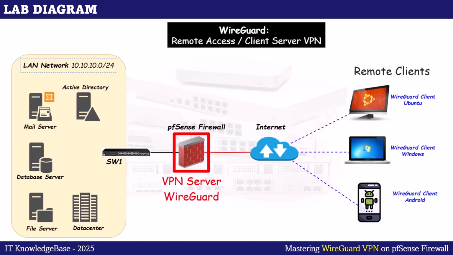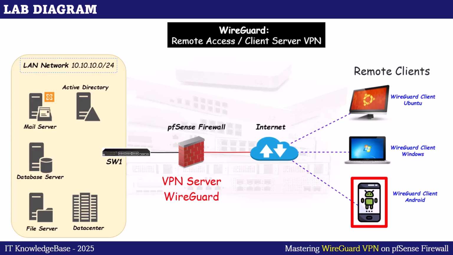the internal network. We also have some remote workers or remote clients. In this lab, I have 3 different clients connected to the WireGuard VPN server. Number 1 is Ubuntu PC, represented as a desktop computer and a WireGuard client. Number 2, we have a Windows PC. This is also represented as a laptop and a WireGuard client. And the third one is Android phone, represented as a smartphone and a WireGuard client.